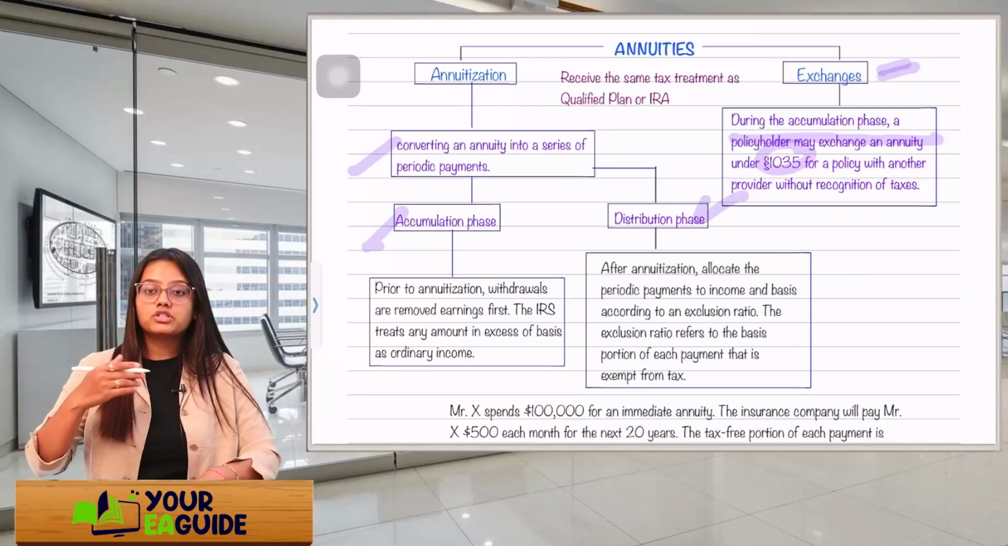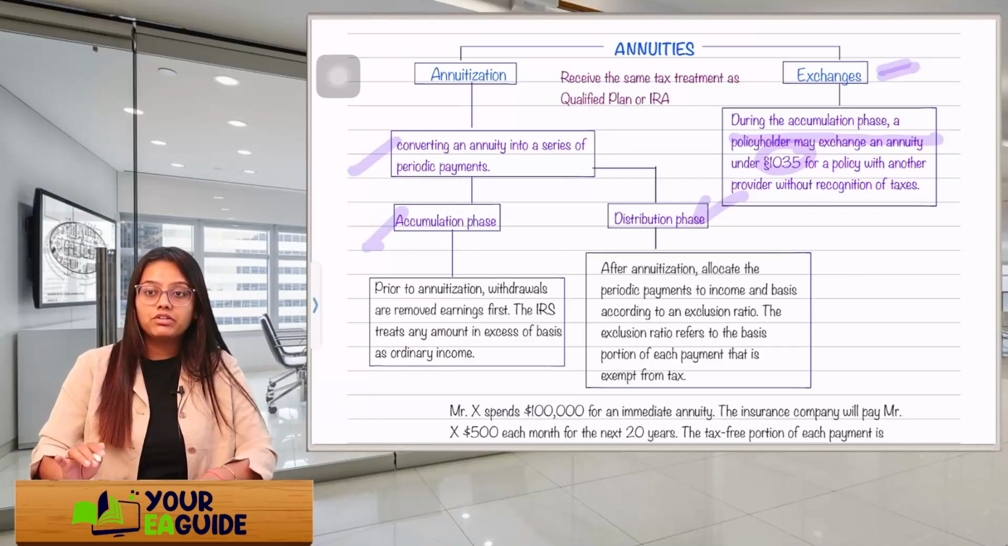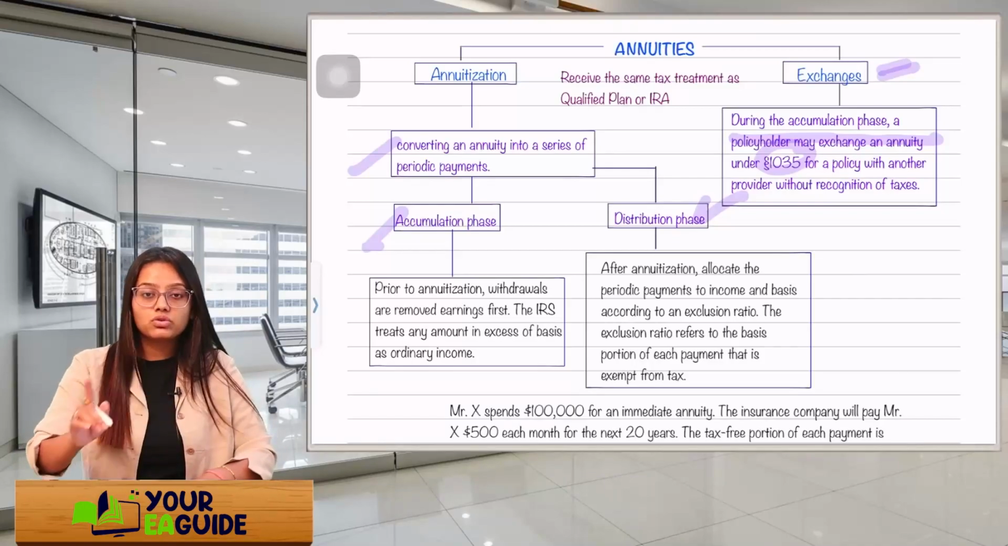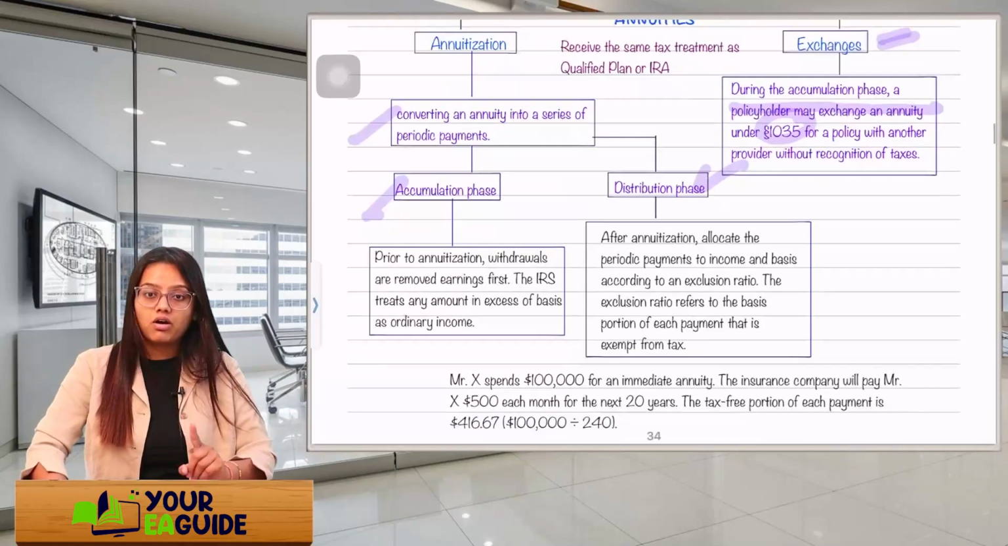So during the accumulation phase, a policy holder may exchange an annuity. Okay, I can exchange the annuity policy with another provider. Provider means who is providing the policy services, right? So this is what it is all about the annuity.